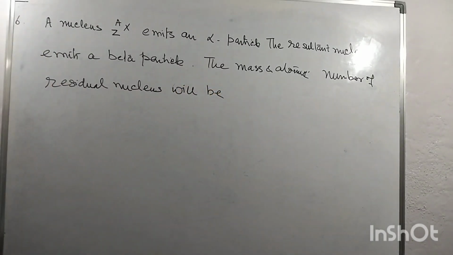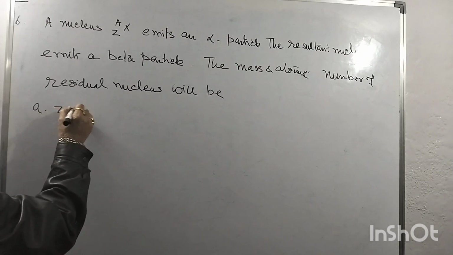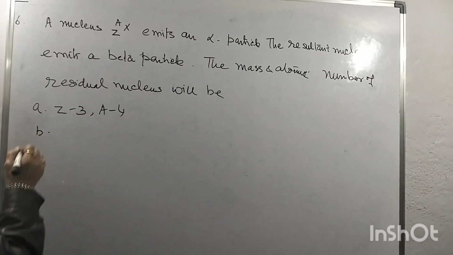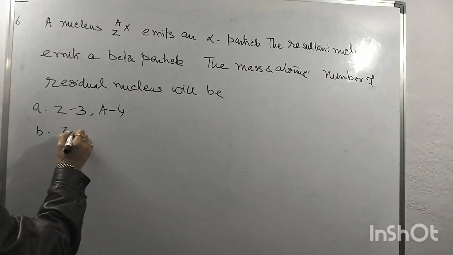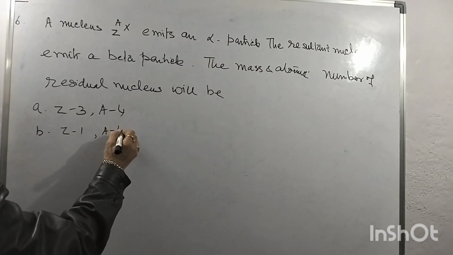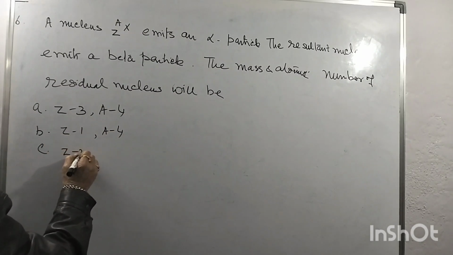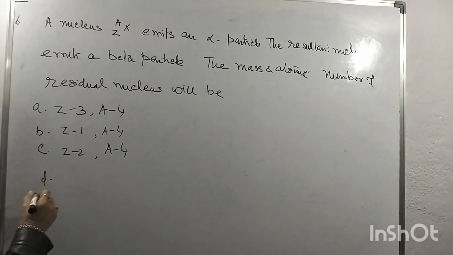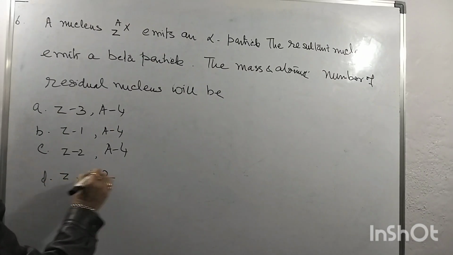So what will be the final nucleus? Answers are here. A is Z minus 3, A minus 4. Answer B is Z minus 1, A minus 4. Answer C is Z minus 2 and A minus 4. Answer D is Z and A minus 2.